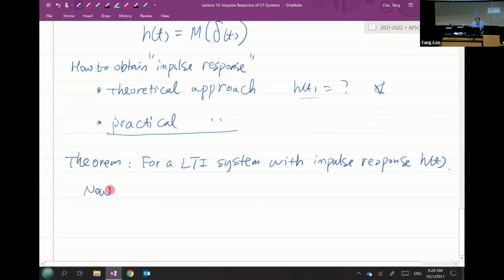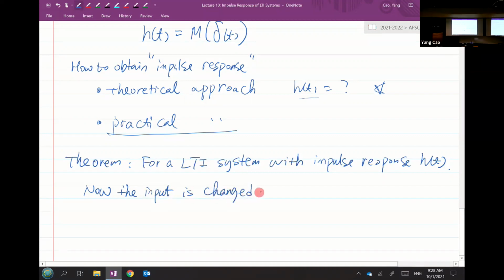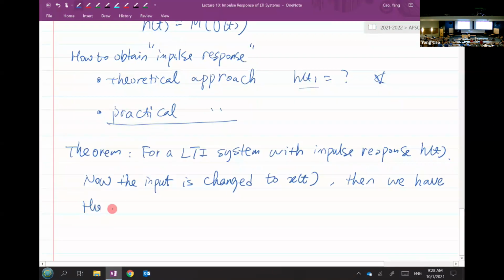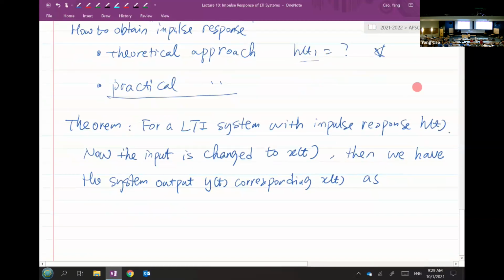and now we change the input to a different one, other than this impulse input, then we have the system output y of t corresponding to x of t as the following expression.